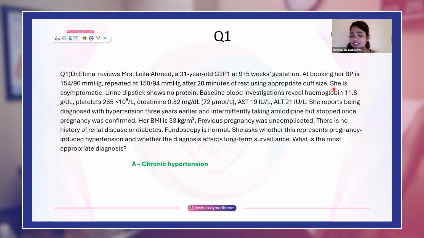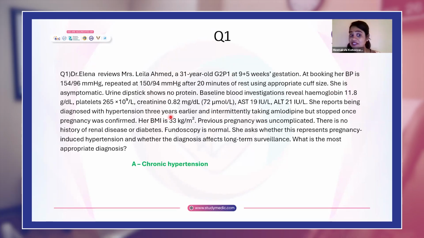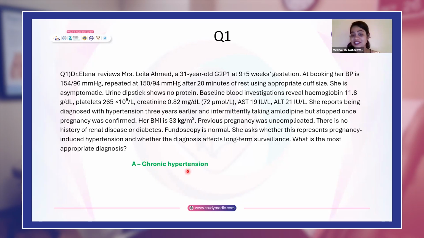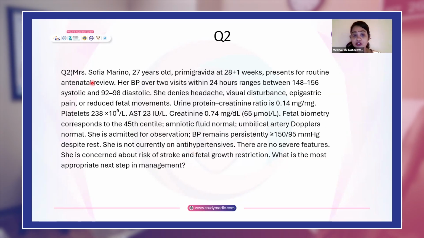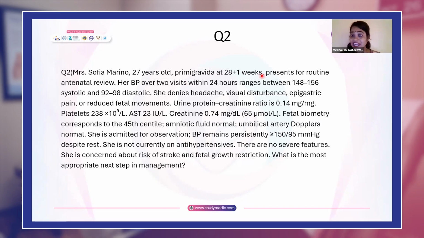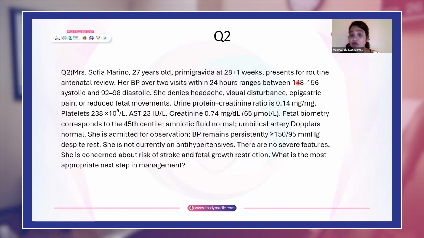And then you look at the investigations, everything seems normal. And then she gives the history that she's had hypertension for 3 years, which itself means that she has chronic hypertension and this is not gestational hypertension. The second question is Mrs. Sophia Marino, a 27-year-old primigravida at 28 weeks of gestation, presenting for routine review.